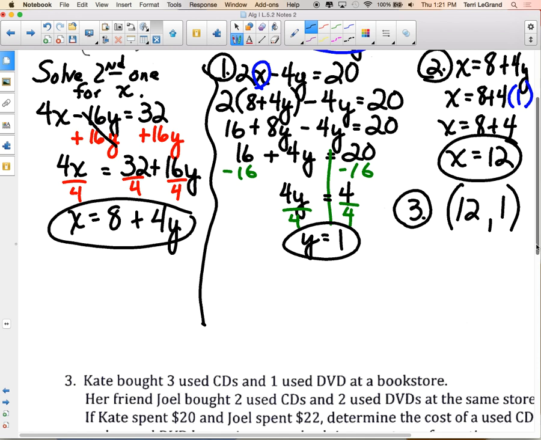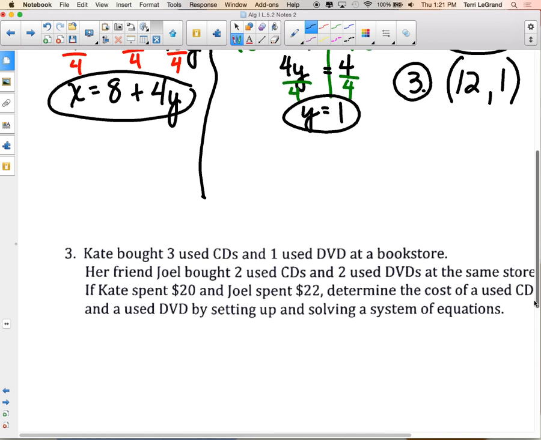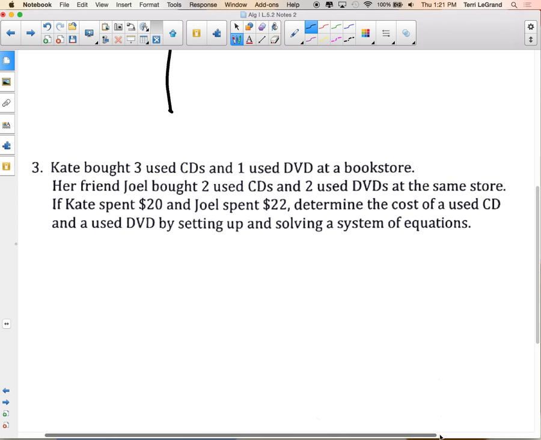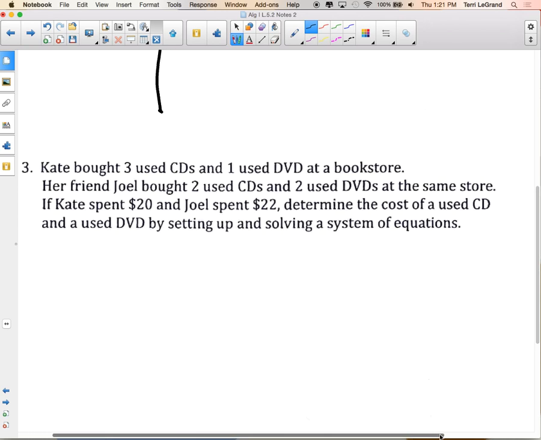We have one word problem we're going to do here. We have Kate and Joel buying some CDs and DVDs that are used. Sometimes before you even get too wrapped up in all of the numbers and stuff that's going on, I think we should underline this. We're supposed to do it by setting up and solving a system of equations. We know other ways to problem solve. I'm not saying that they're wrong, but this is how they're asking us to do it.